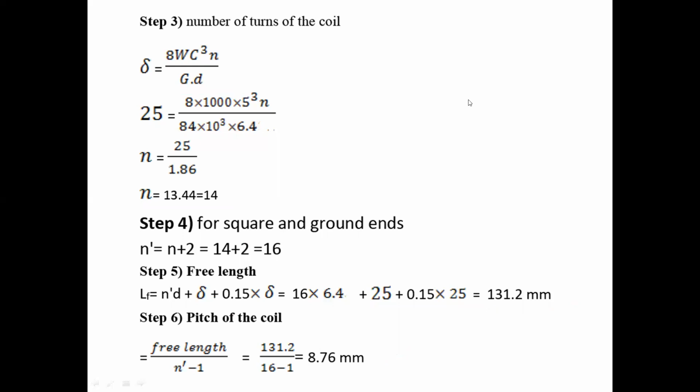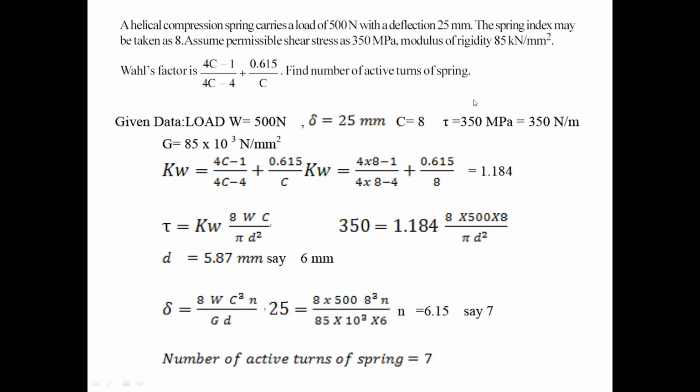So let us have one more numerical. Now in front of you there is one more numerical. A helical compression spring carries a load. So W is given as 500. Deflection is 25. The spring index, that means C, is given as 8. Permissible shear stress as 350, and the modulus of rigidity as 85 kilonewton per mm square. Again, the wall correction factor is given.